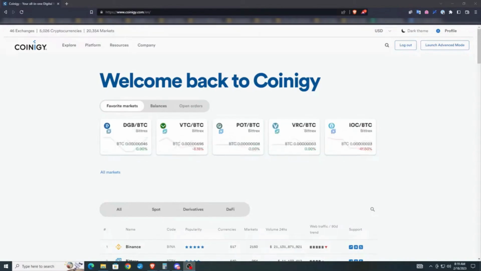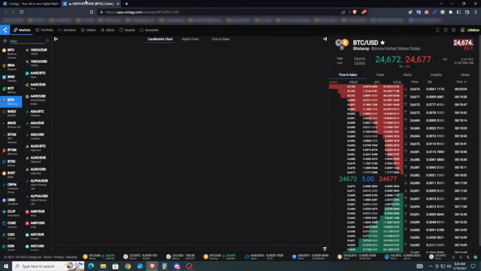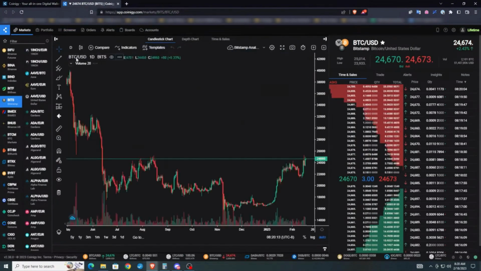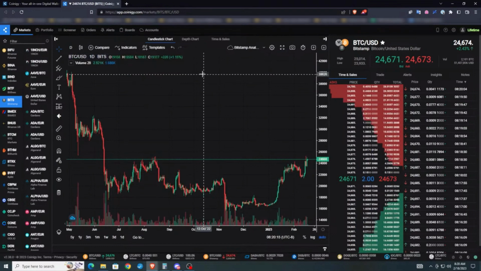Hello everyone! Welcome back to TRI's ongoing tutorial series with Coinigy on using Fibonacci measurement tools. We're going to go ahead and load up our price chart here. You notice that we have a Bitcoin Bitstamp on the daily chart here.